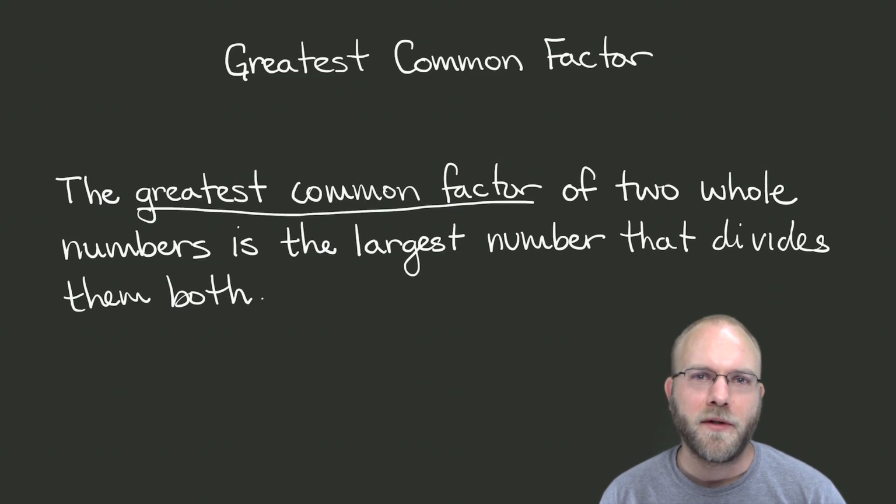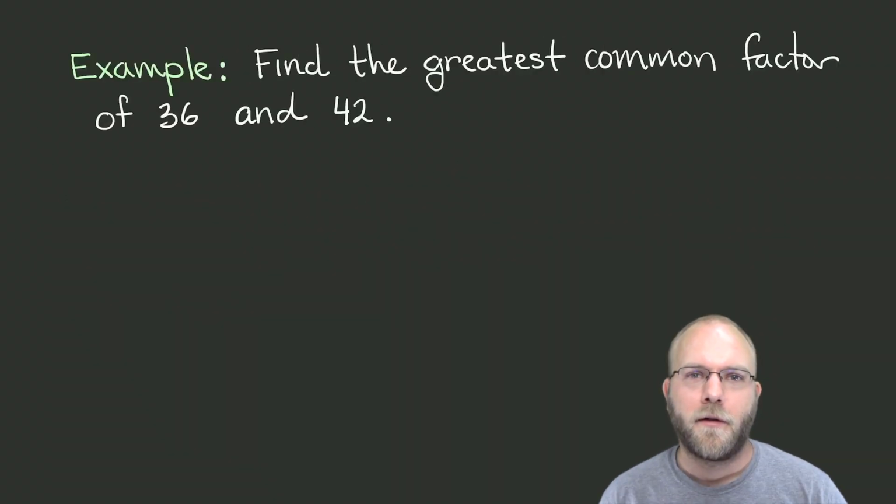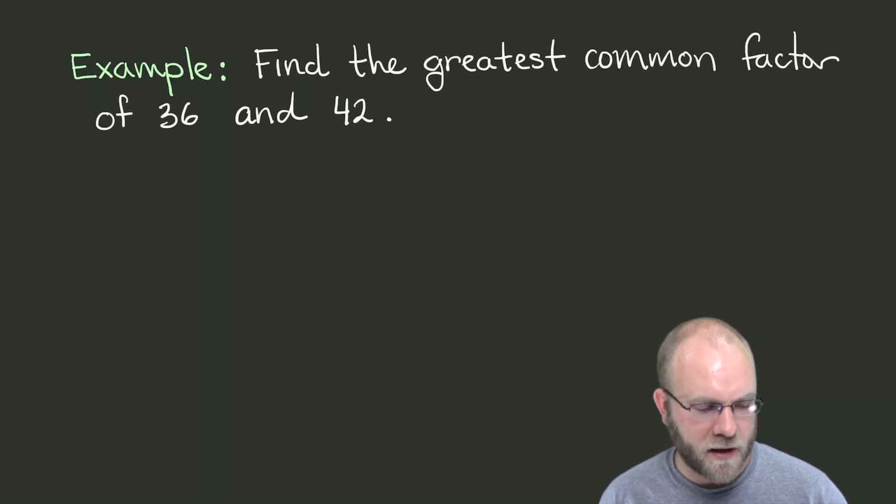Given two whole numbers, the largest number that divides both of them is called the greatest common factor of those two numbers. In this example, we're asked to find the greatest common factor of 36 and 42. Now remember, this is the largest number that divides both 36 and 42. In order to do this, let's factor both 36 and 42 into their prime factorizations.